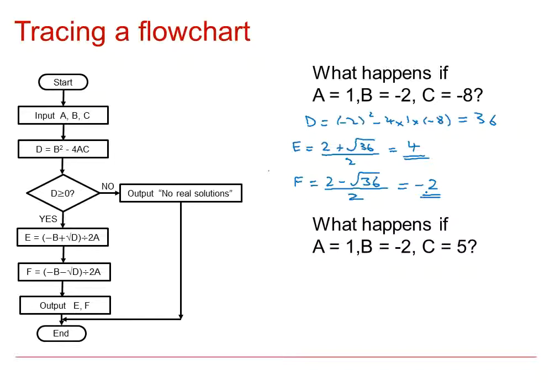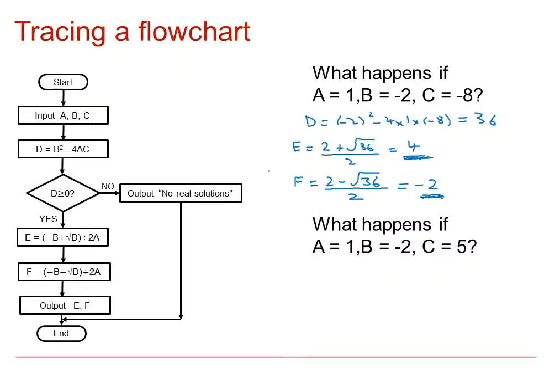The next instruction is to output E and F. So E and F are the outputs of the algorithm. So the answer to this algorithm is 4 and minus 2. And then the next instruction is to end. And we can see now that this algorithm has found the two distinct real roots of the quadratic equation 1x squared minus 2x minus 8 equals 0.